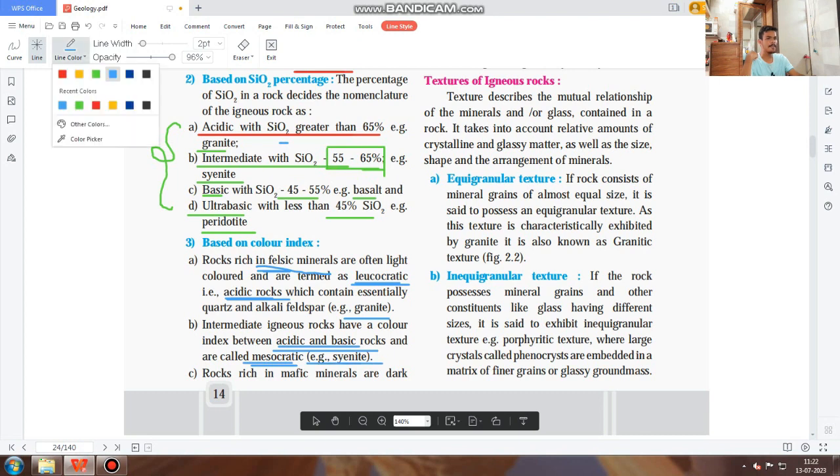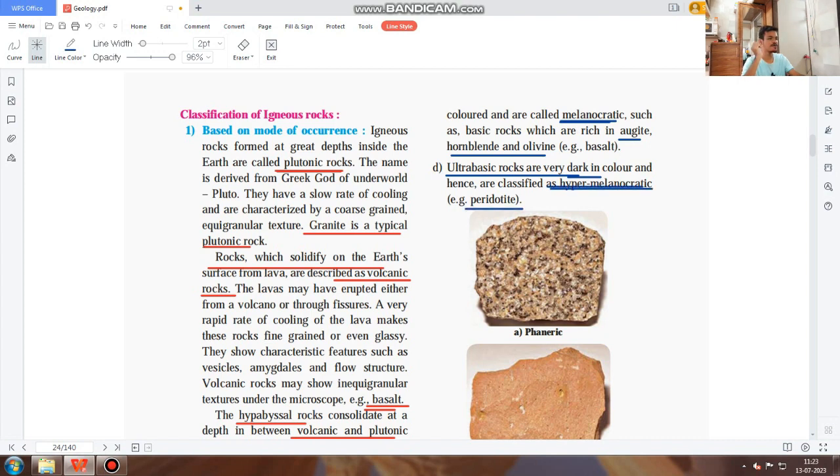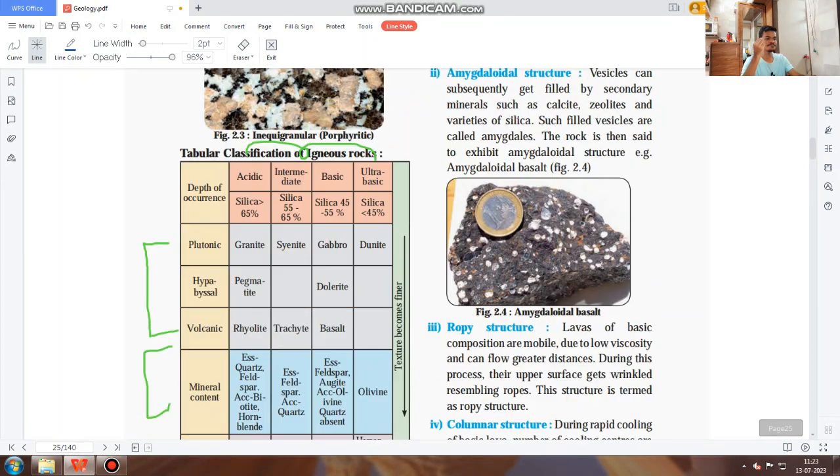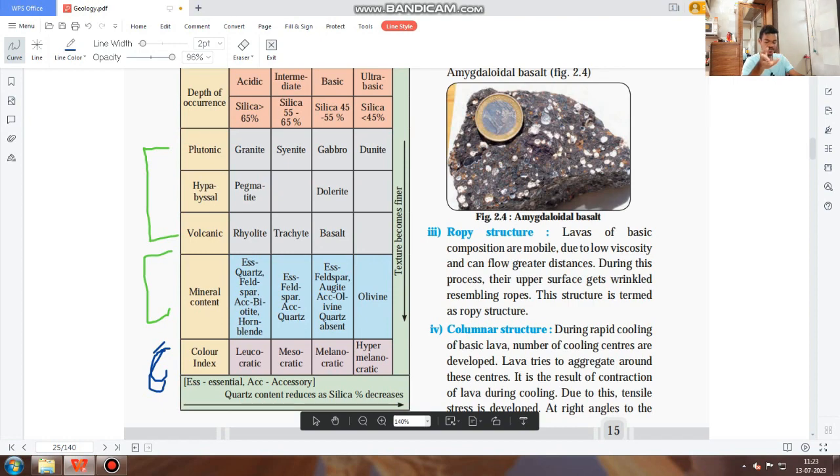An example is syenite. Next, rocks which have mafic minerals, dark colored minerals, are called melanocratic, and they are basic rocks. Examples are augite, hornblende, olivine. And ultrabasic rocks are very dark, darker than melanocratic also. They are called hypermelanocratic. An example is peridotite. So remember these four classifications based on color index. You can see it comes in this table also. So you can learn this entire table, and you're done with the classification of igneous rocks.